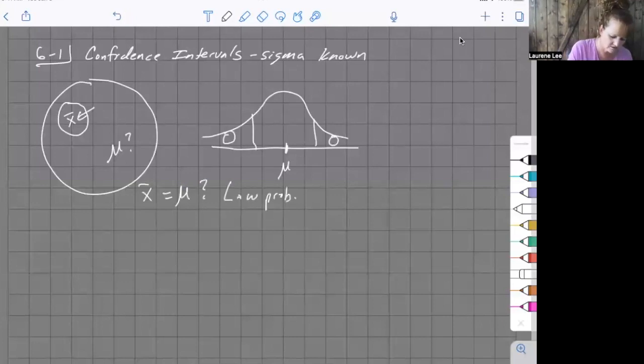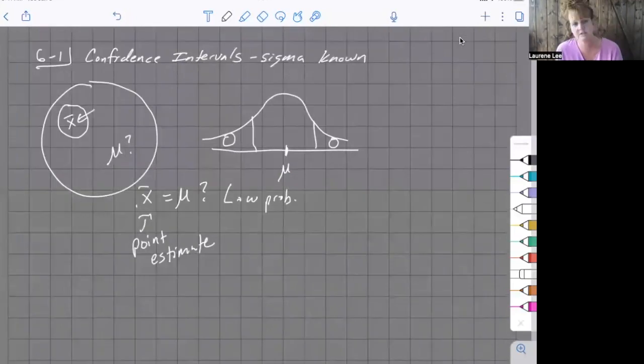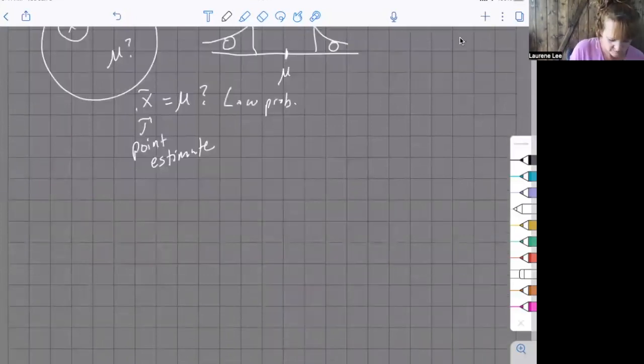This is what we call a point estimate. So it's a 1 point estimate for the population mean. And it's a good estimate, but the probability is low that it's equal. So what do we do about that? Well, instead of using a point, what we do is we create an interval.